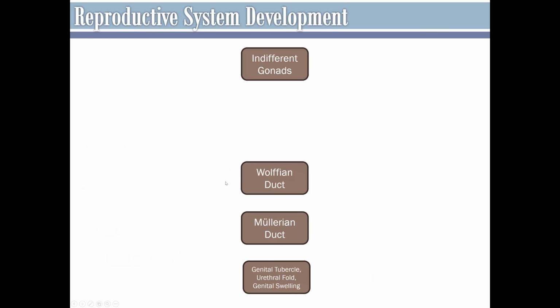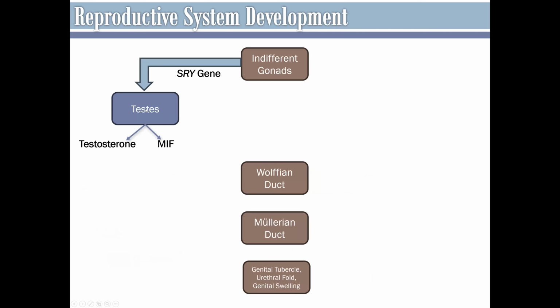So I went over this in the lecture, but I'm going to go over it again as a review. So in the embryo, we have the indifferent gonads. We also have the Wolffian duct, the Mullerian duct, and then the embryological structures called the genital tubercle, the urethral fold, and the genital swelling. So up to 7 weeks of embryological development, these structures are identical in males and females. So if there is an SRY gene present, like for example, if they have a Y chromosome with a functional gene, the gonads will develop into testes. Then the testes will produce testosterone and Mullerian inhibiting factor.